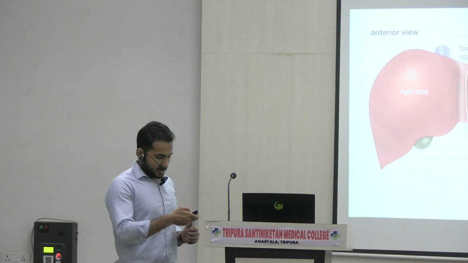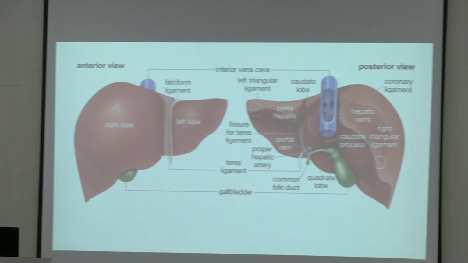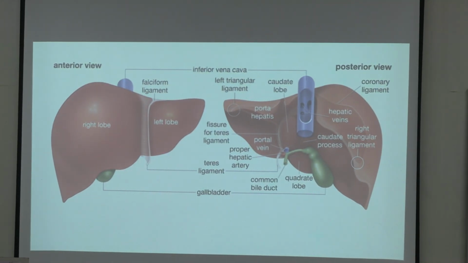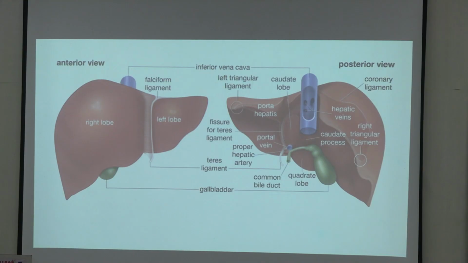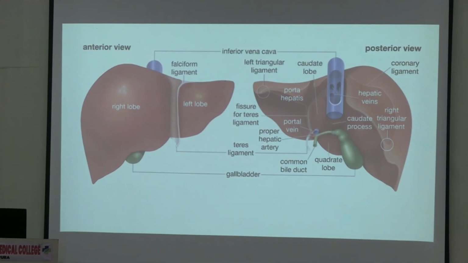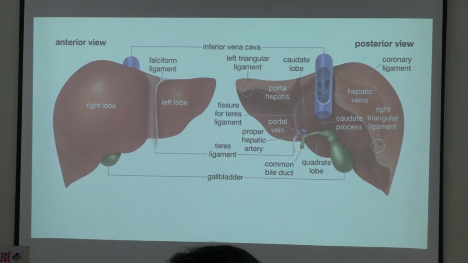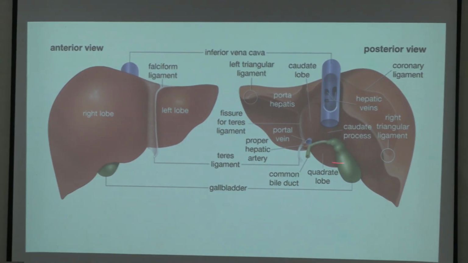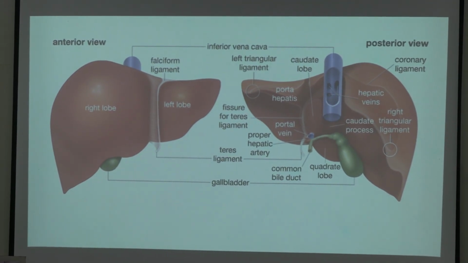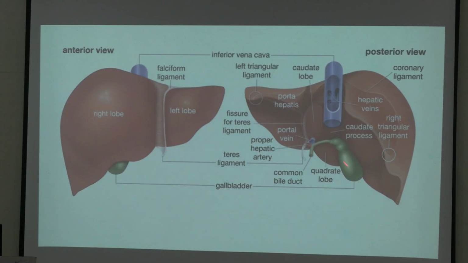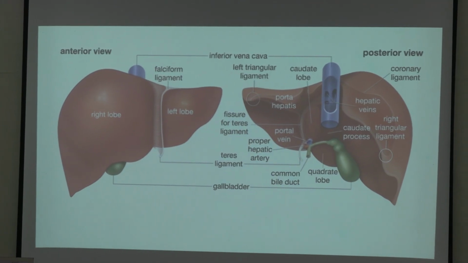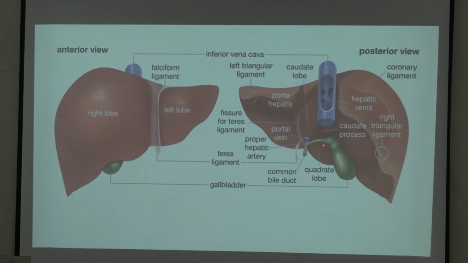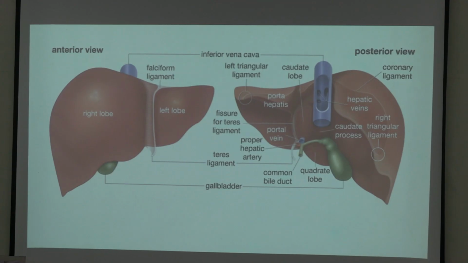Next, this is the posterior view. In the posterior view, can anyone tell me what are the surfaces you can see over here? You can see two surfaces on the posterior view: the posterior surface and the inferior surface. So this is the inferior surface and this is the posterior surface. In the inferior surface, you can see the gallbladder is present. Along with that, you can also see the cystic duct, and you can see the common bile duct.